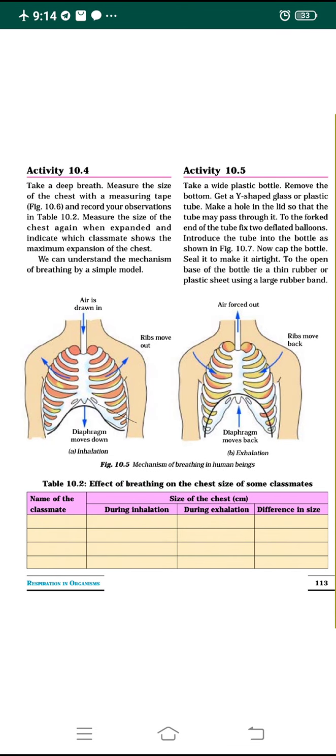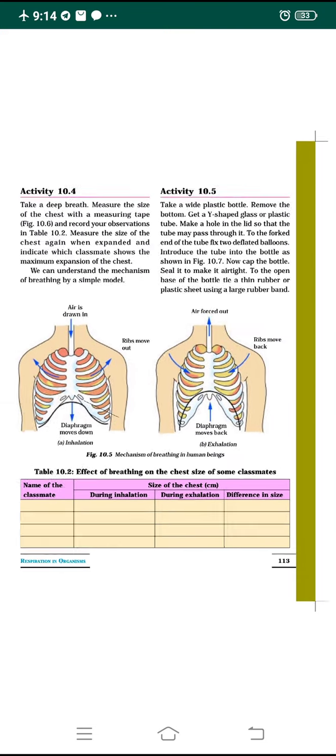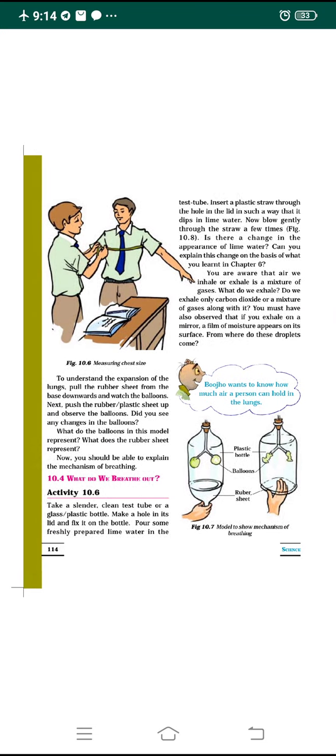So what is activity 10.4? Let's go through that. Take a deep breath and measure the size of the chest with a measuring tape. What you need to do is take a deep breath, and after taking the deep breath, measure the size of your chest cavity with a measuring tape. You can follow this by looking at figure 10.6, which is on the next diagram page.